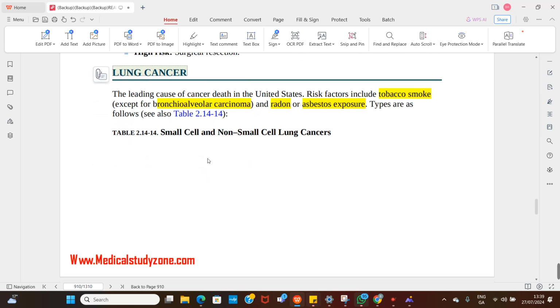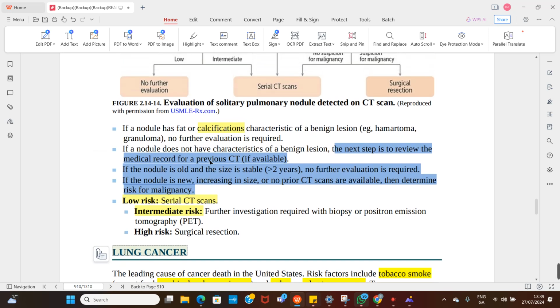So what if it's a new nodule? If it's a new nodule, you're not even worried about the size again. Once it is a new nodule, what you mean by the new nodule is that you are looking at the nodule now, and you ordered a previous CT or a previous X-ray. You are not seeing anything there. So that means that it is a new nodule.